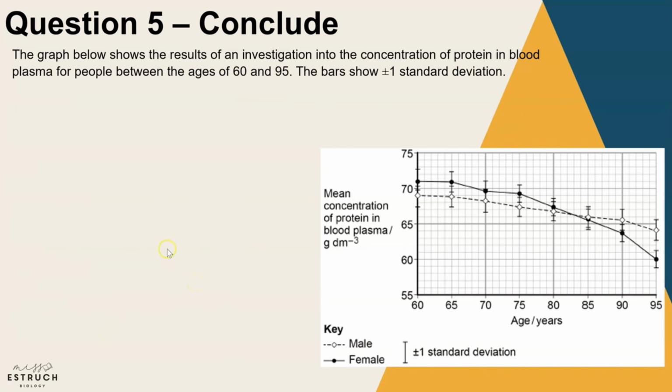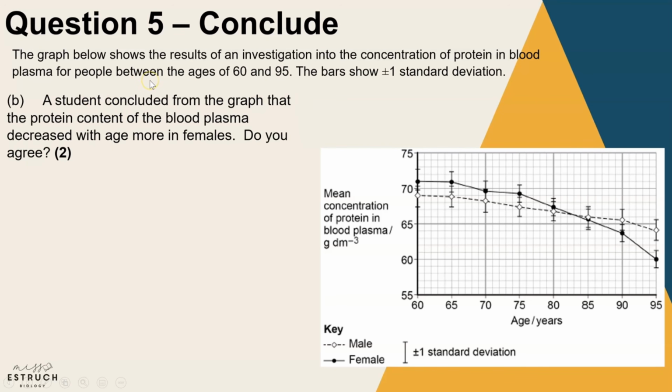Okay, question 5, and this is our first conclude question. Now it's the same information as the question before, so it's again looking at concentration of protein in blood plasma for people between the ages of 60 and 95, but this time you are going to have to conclude something. So a student concluded from the graph that the protein content of blood plasma decreased with age more in females. So that is their conclusion, and you've got to say whether you agree, and it's 2 marks.